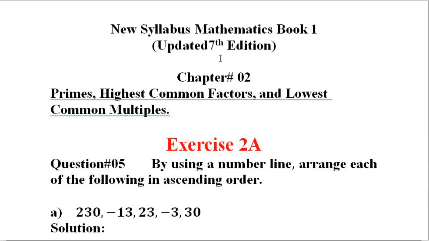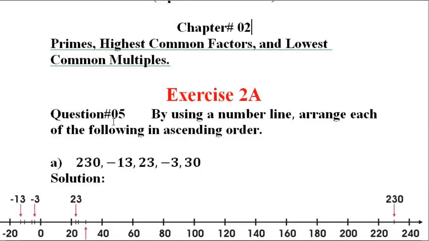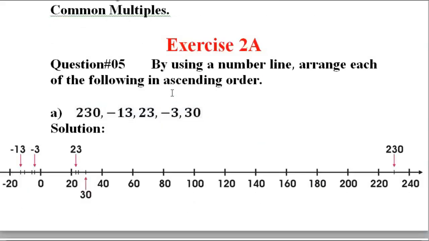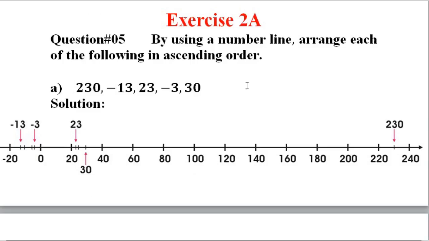New Syllabus Mathematics Book 1 Updated 7th Edition, Chapter number 2: Primes, Highest Common Factors and Lowest Common Multiples. Exercise 2A, Question number 5.